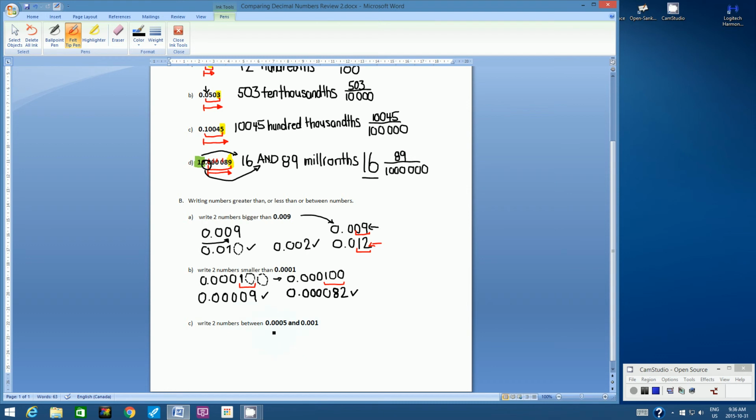Okay, so let's go to the last one. Write two numbers between 0.0005 and 0.001. Okay, so let's write the first number here, 0.0005. Now here's where it's really important that you write neatly and that you line up your place value columns. All right, then I'm going to write the next number. I'm going to leave some space in between. So 0.001. Now remember the trick? Any decimal you can imagine has a 0 behind the last digit.